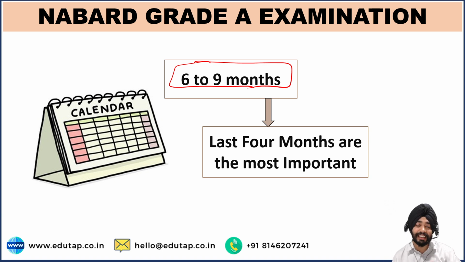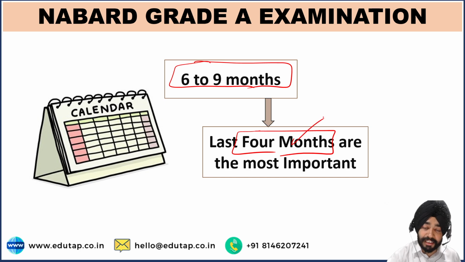In the GA section, the last 6 months of GA is the most important, but the last 4 months are the most important thing here. So generally, 6 to 9 months of current affairs are very important, but out of this, the last 4 months play a very, very important role for your examination.